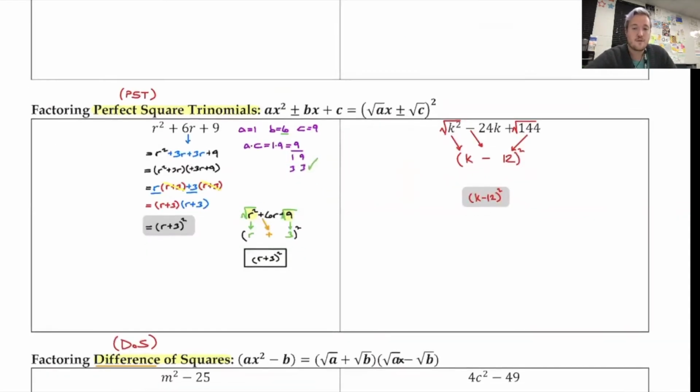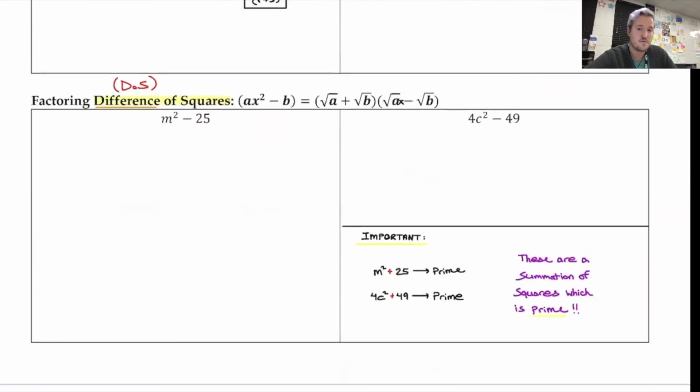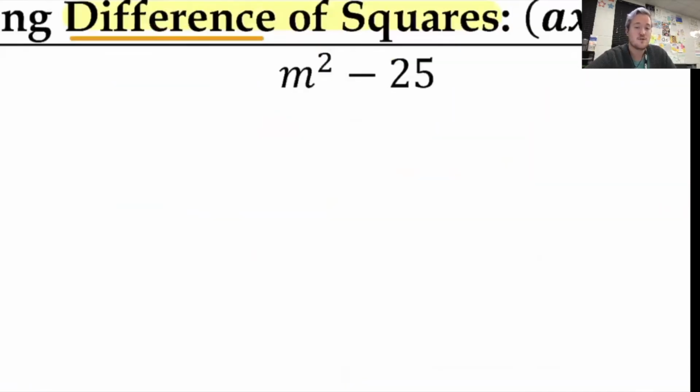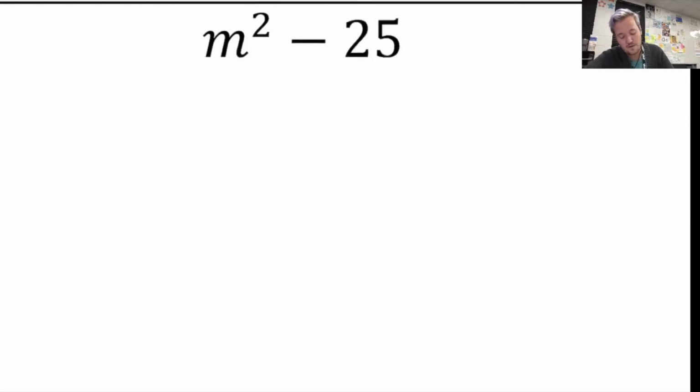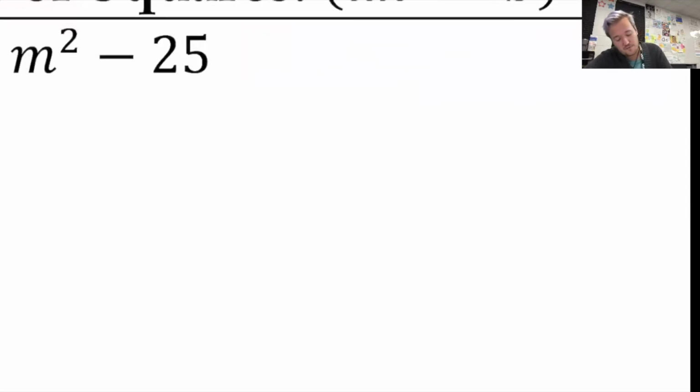All right. So that's for perfect square trinomials. Now if I do a difference of squares, this one's a little bit different. So just like before, I'm going to do this one using grouping first, just to kind of show you what it looks like. All right, so first off, I want to find my a, b, and c values.